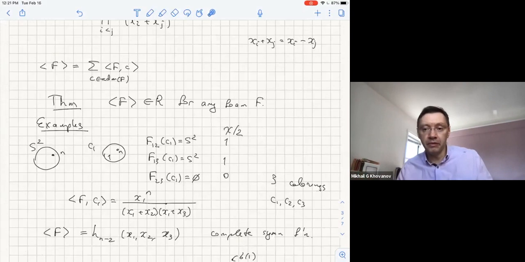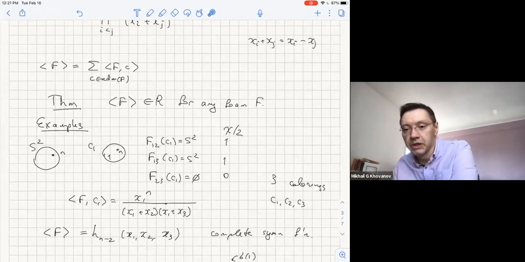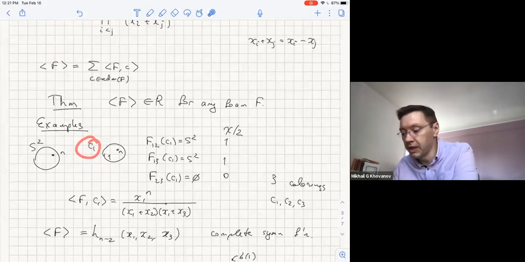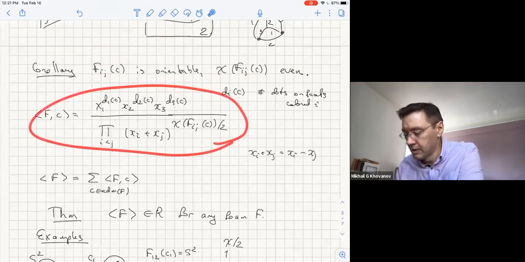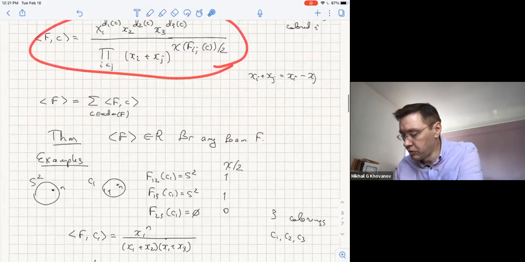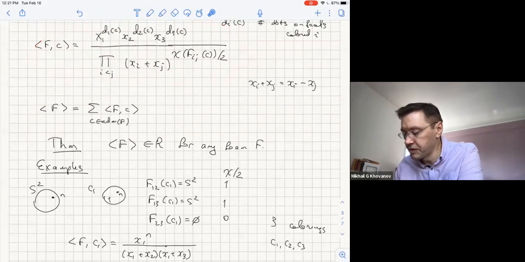Well, there are three possible colorings of the sphere by colors 1, 2, and 3. So let us look at coloring C1 by color 1. So what is the data for this case? So this is the formula. So we need to look at the surfaces Fij of C.